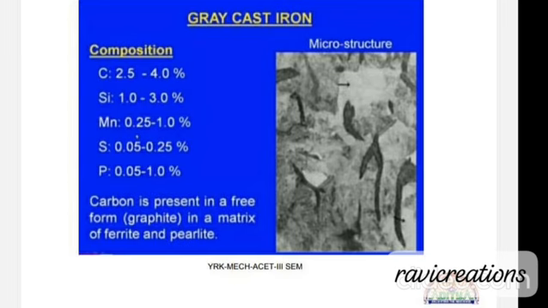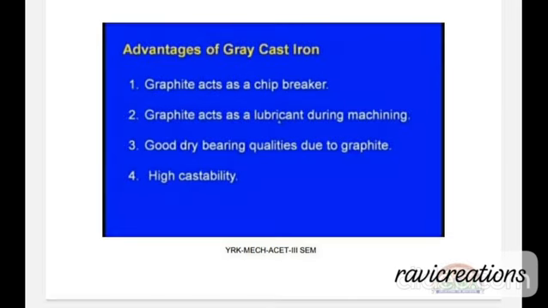Coming to the advantages of gray cast iron. Here the graphite acts as a chip breaker, and graphite also acts as a lubricant during machining. There are good dry bearing qualities due to the graphite, and high castability. These are the main important advantages of gray cast iron.